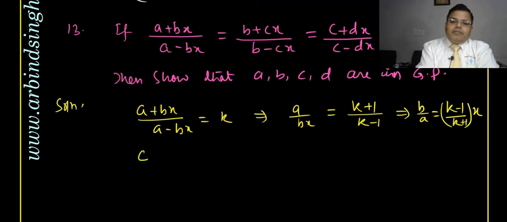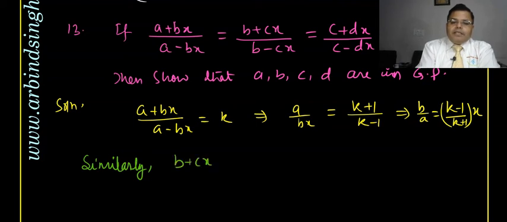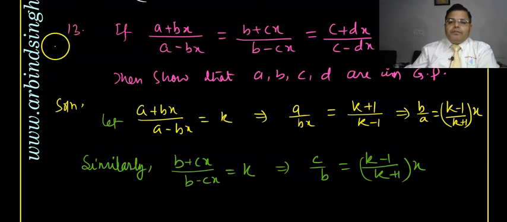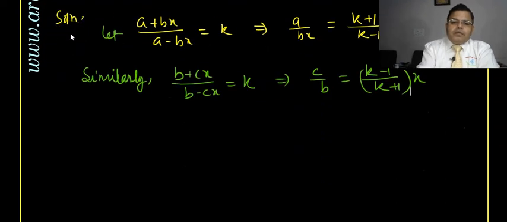Similarly, b plus cx upon b minus cx will also be equal to k, because these two are equal here, right? Similarly, if you do that, then c by b is equal to k minus 1 upon k plus 1 into x, and also c plus dx upon c minus dx is equal to k.